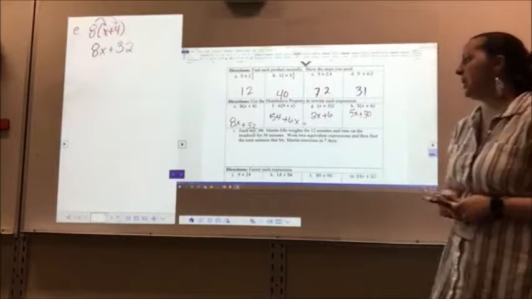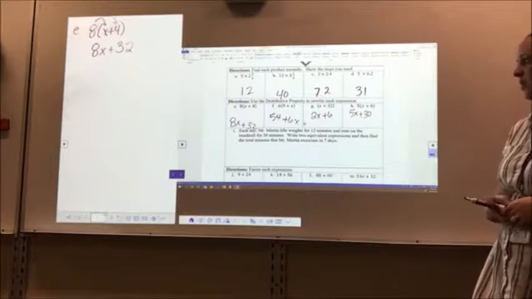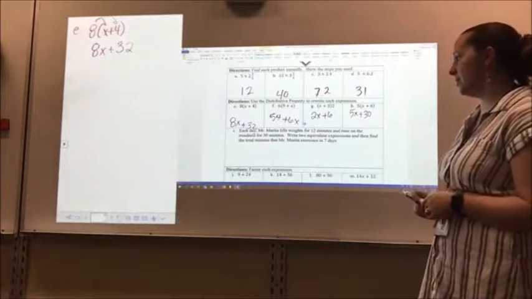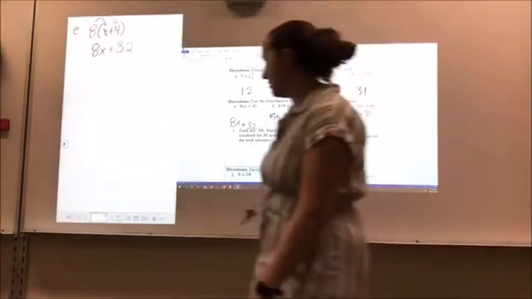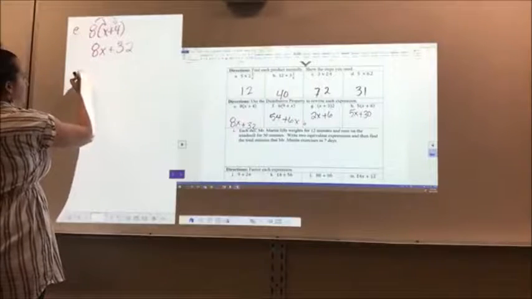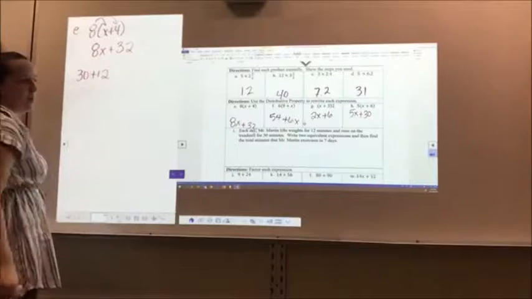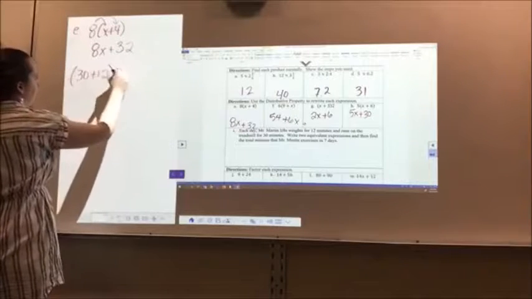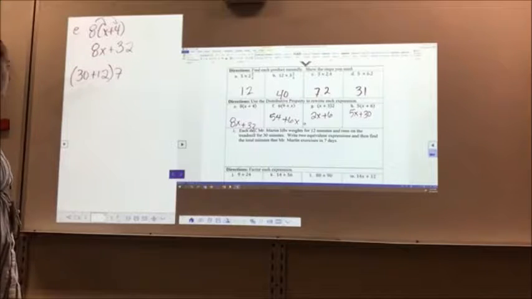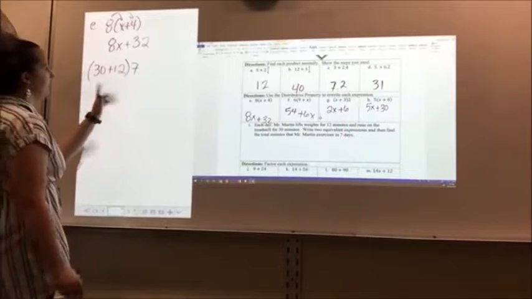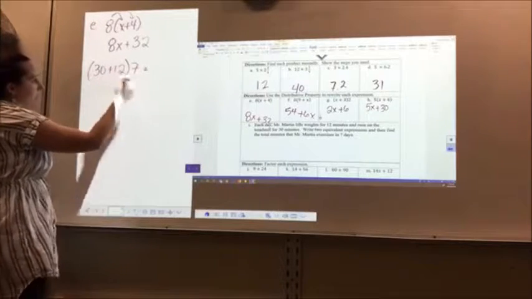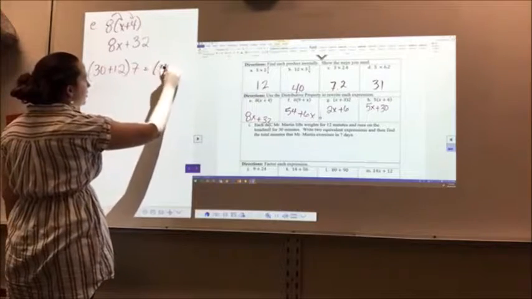All right, for letter I, each day Mr. Martin lifts weights for 12 minutes and runs on the treadmill for 30 minutes. Write 2 equivalent expressions and then find the total minutes that Mr. Martin exercises in 7 days. So, we know that he runs for 30 minutes and lifts weights for 12. So I have the total number of minutes, and I'm multiplying that by 7. So 30 plus 12 times 7. We could also say this equals 30 plus 12, which gives me 42. So 42 times 7.